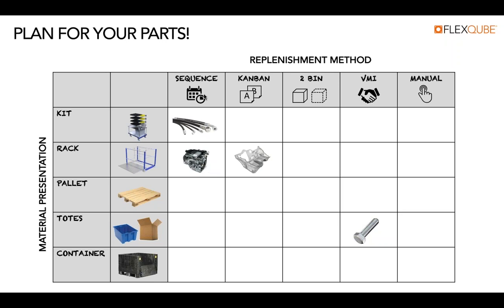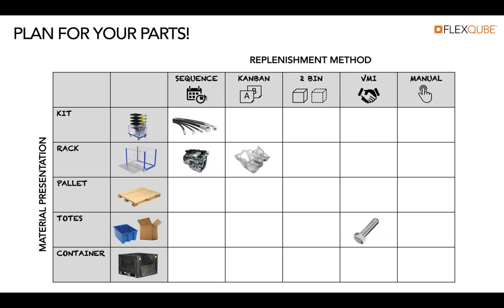Then we have the VMI. That is when the vendor is doing the supply. That means that they could, for example, have web cameras, or they can have other systems to have a signal when they need to replenish material. And you can also have a manual trigger.